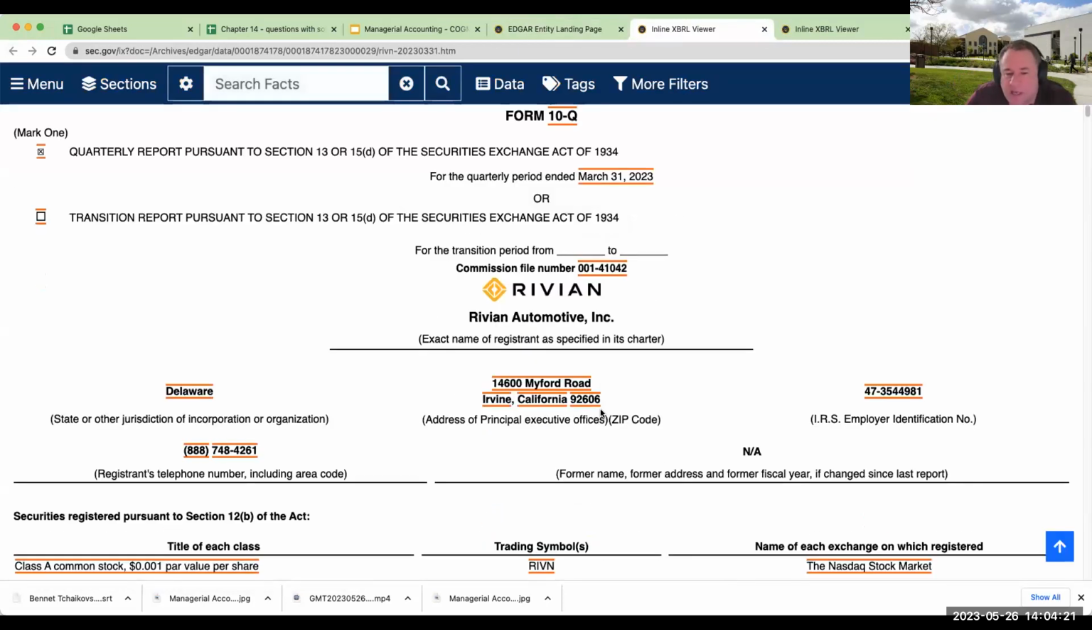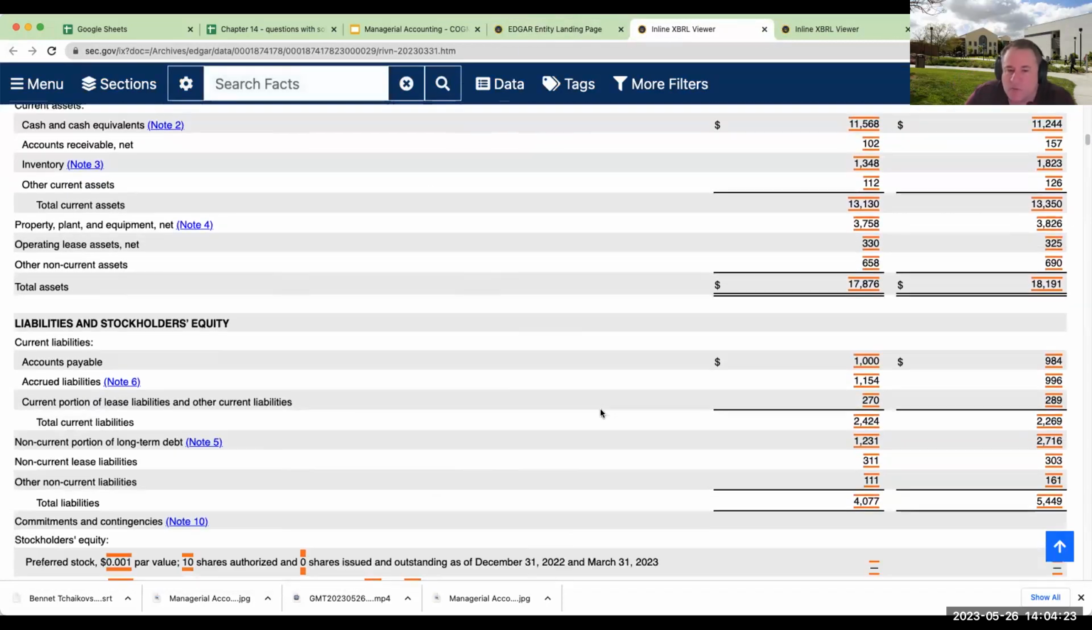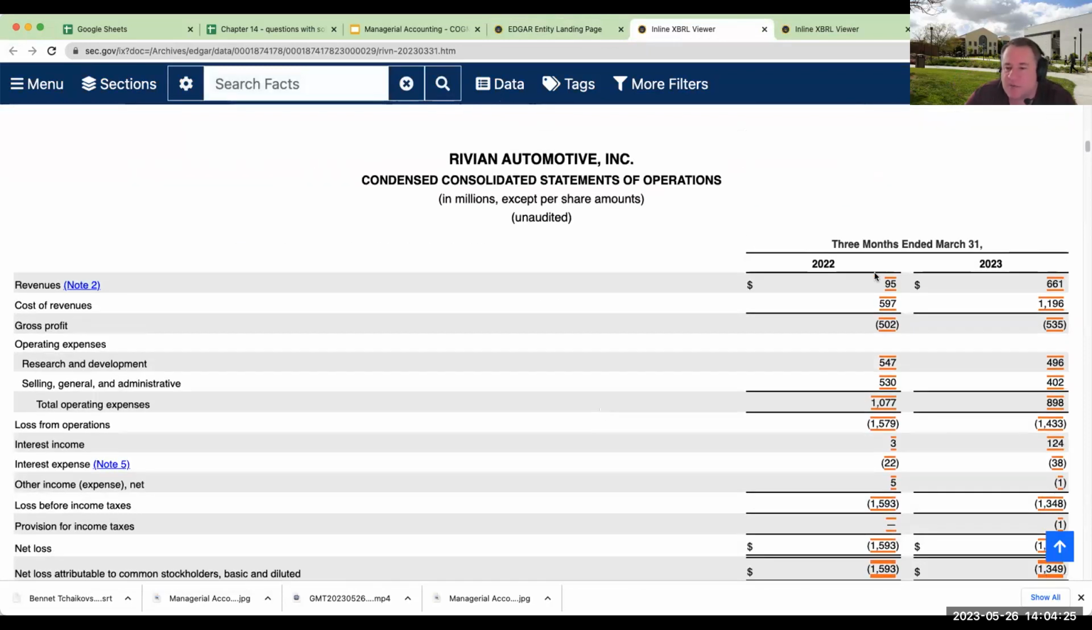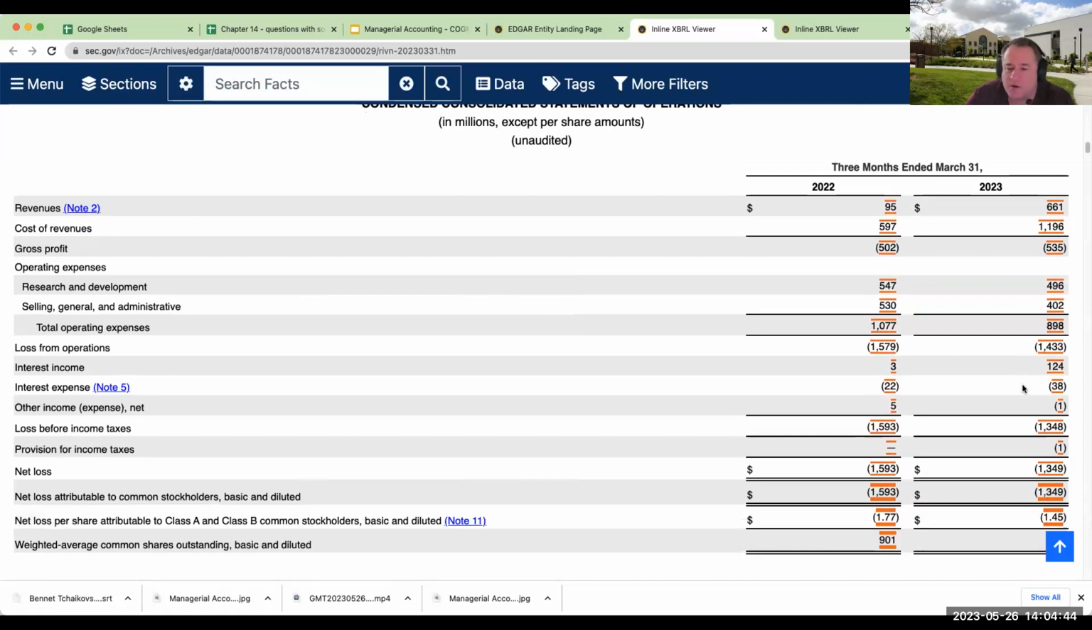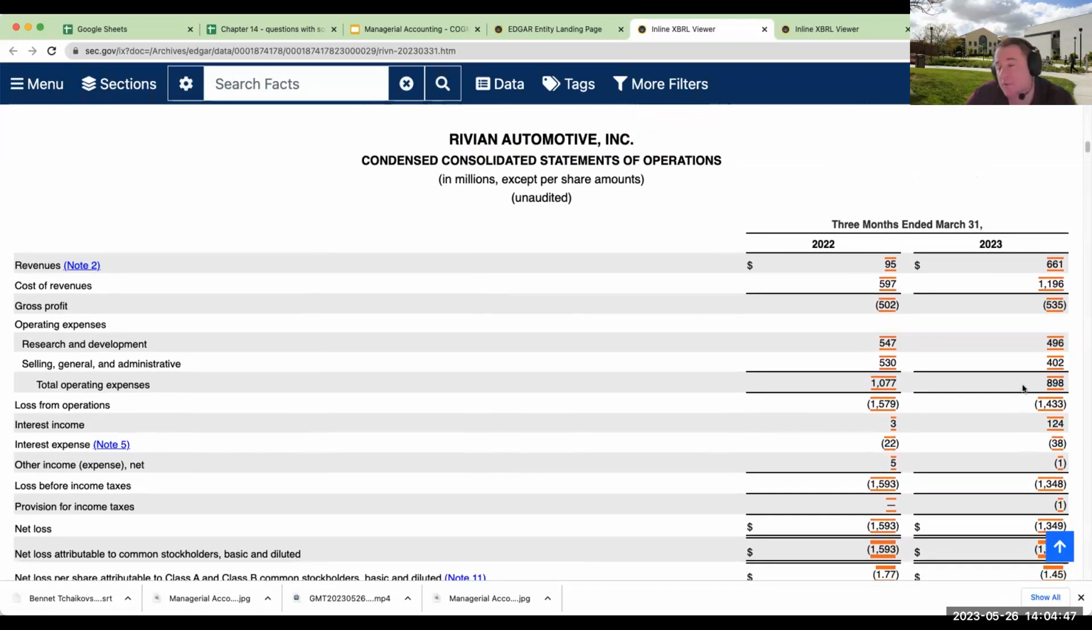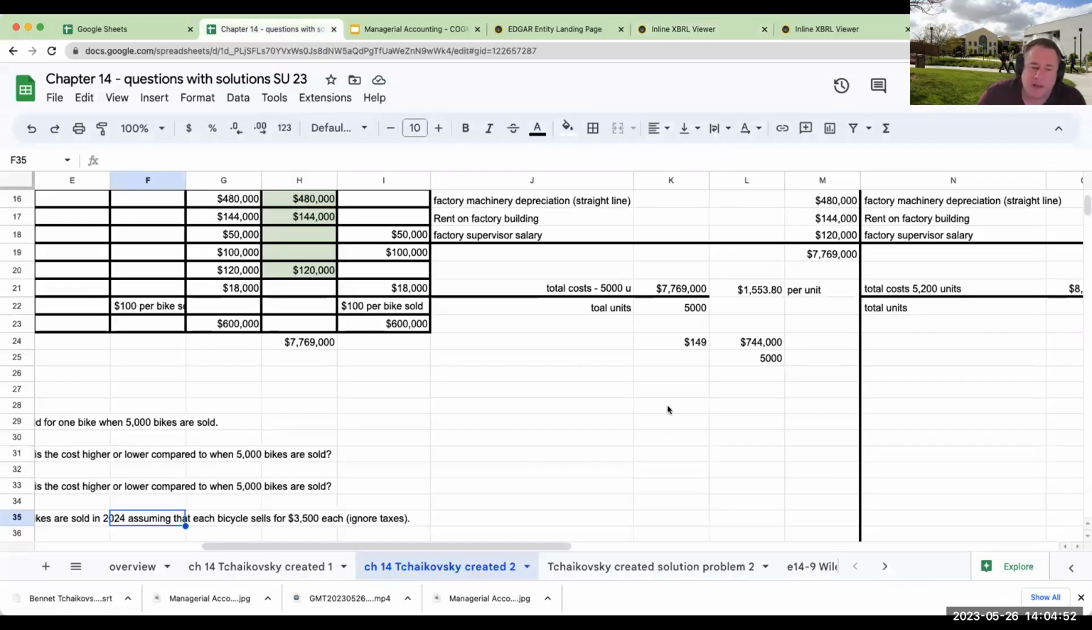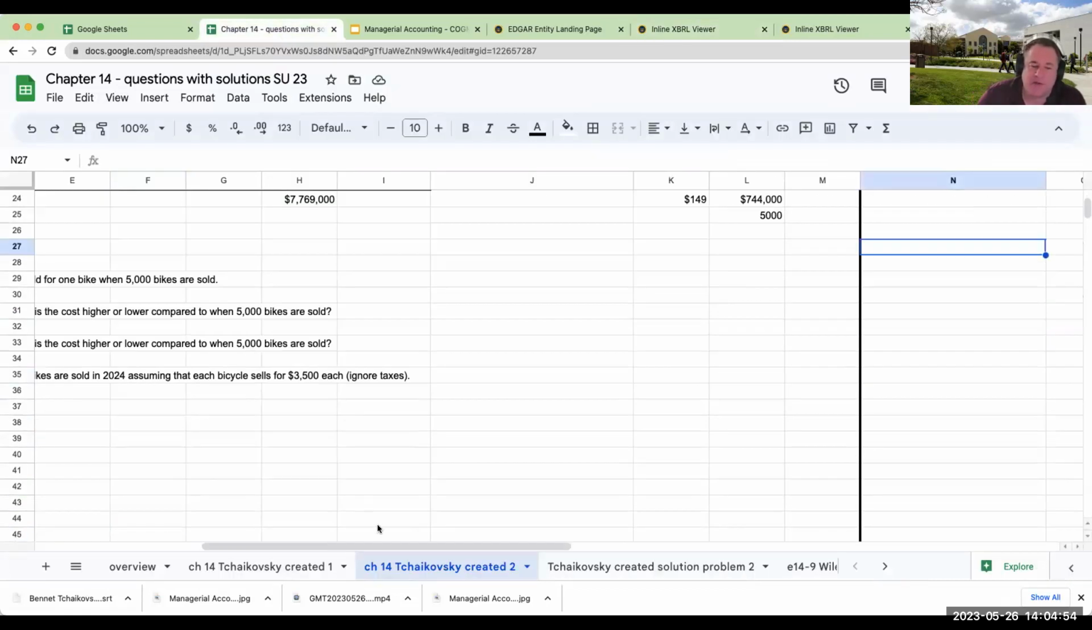Because when we look at a company like Rivian, and we look at Rivian's income statement, they have a gross loss. They're losing money selling cars, right? They lost $535 million in the 3 months ended March 31st, 2023. They're burning through cash. You look over here, R&D, SG&A, they're burning through money very, very quickly. So they make beautiful cars, but we'll see what happens.